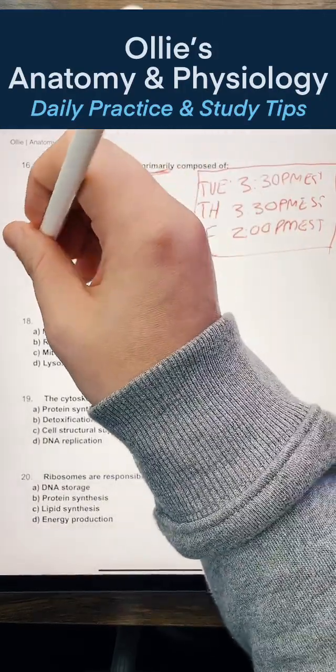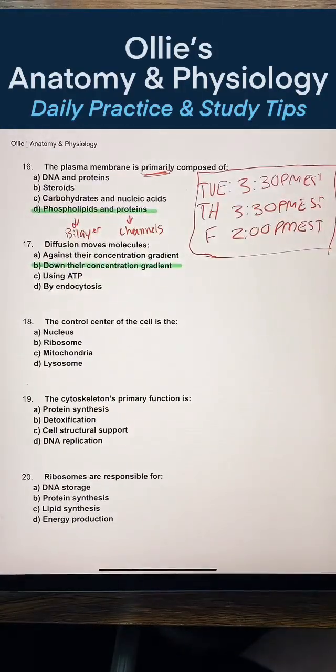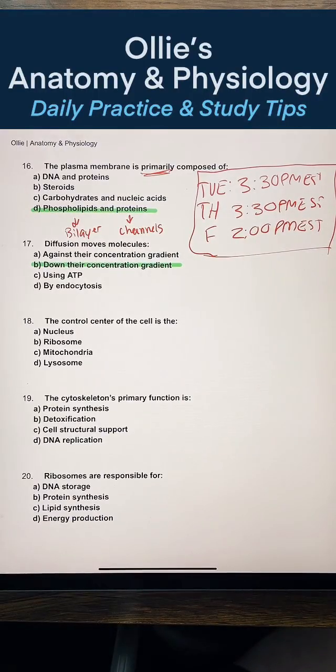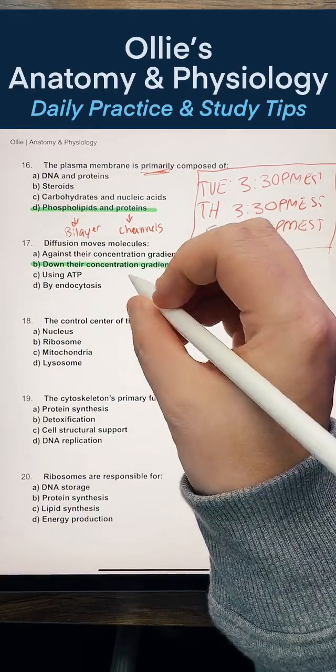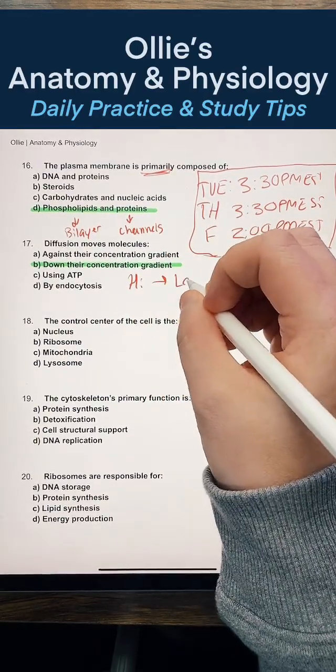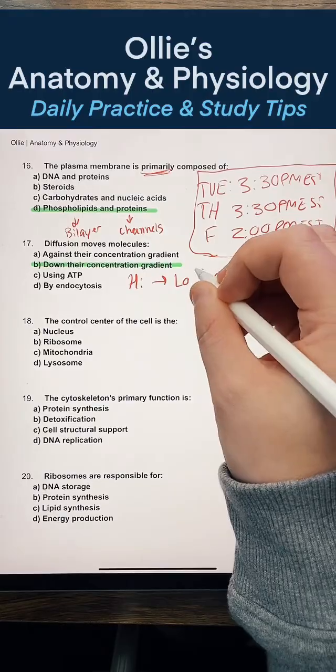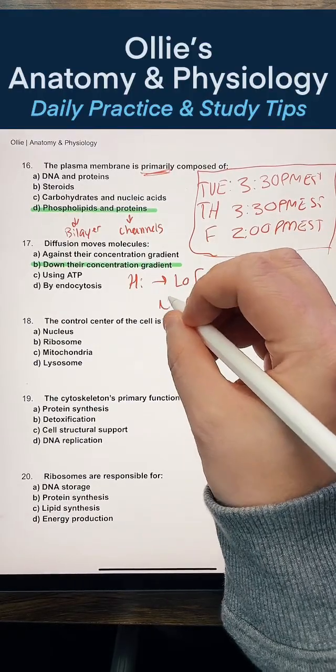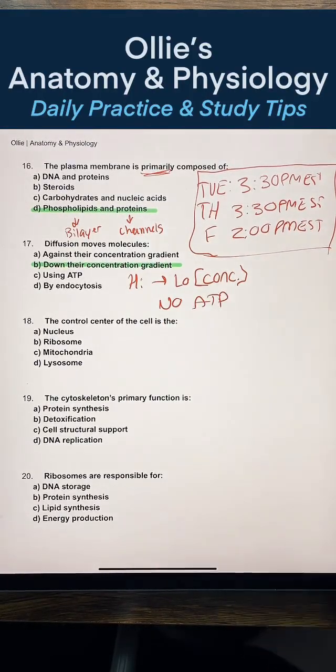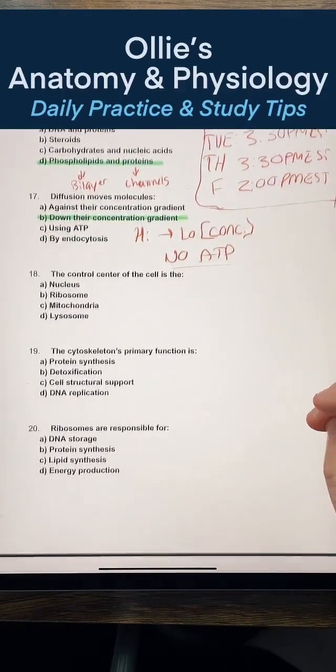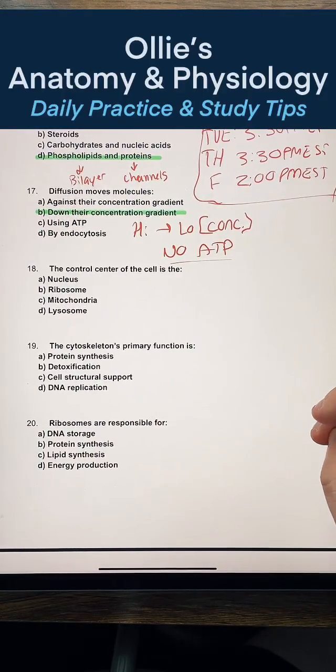It is down their concentration gradient. So diffusion is the passive movement. When we're going from passive, we're going to a higher or lower concentration. Here we have a high to a low concentration. I always use brackets. No energy required. Number 18, the control center of the cell is the what? A, B, C, or D?